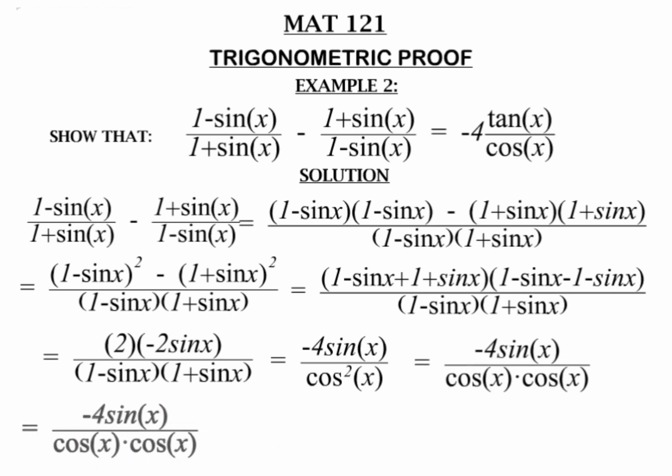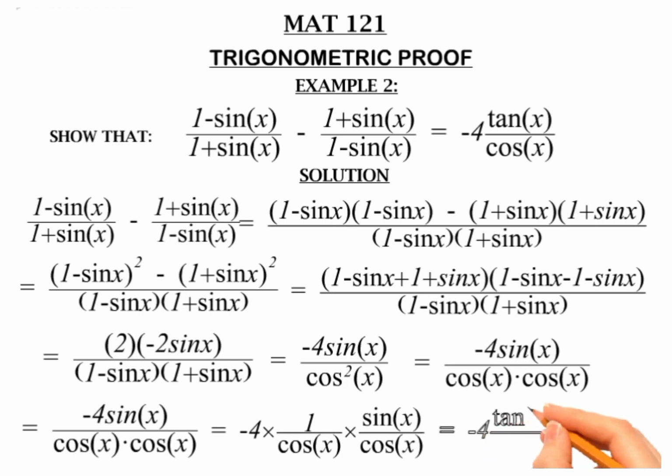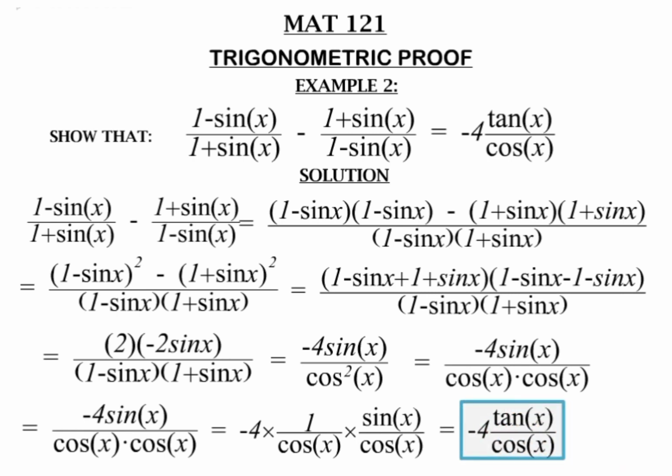This can be arranged well to give minus 4 multiplied by sin x over cos x multiplied by 1 over cos x. This gives minus 4 times tan x over cos x, which is equal to the right-hand side. Hence, the proof is complete.